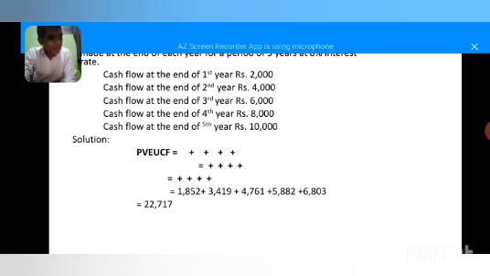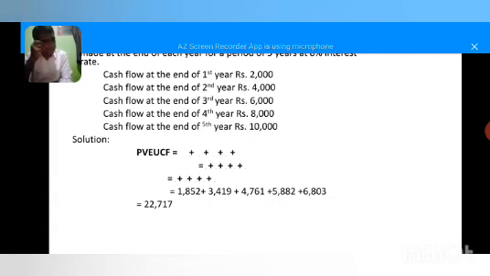Here the cash flows are first year 4,000, second year 6,000, third year 7,000, fourth year 8,000, fifth year 10,000. Each year's amount includes an interest factor. We are going to deduct the interest factor from the future value, and we get the present value.